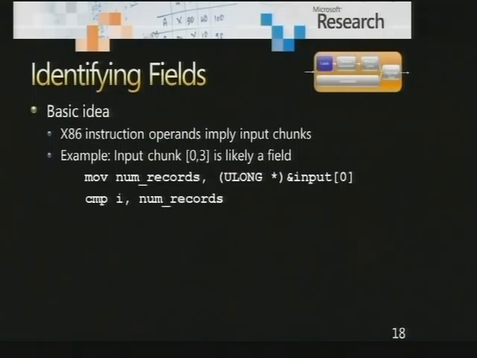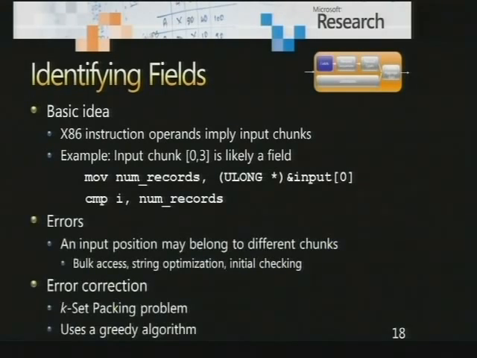To identify fields, the basic idea is that x86 instruction operands imply input chunks. Here's a simple example. Say we move the first 4 bytes of the input to a buffer, and we compare the buffer with a certain value. This tells us these 4 bytes are likely to be a field. This basic idea works in general, but there are problems. An input position may belong to different chunks, for example, when we copy things around or when we do some optimization.